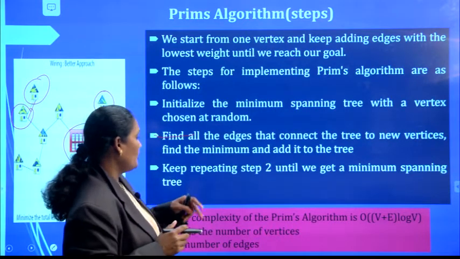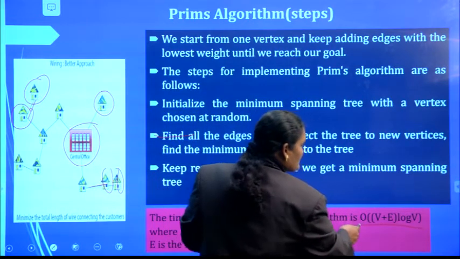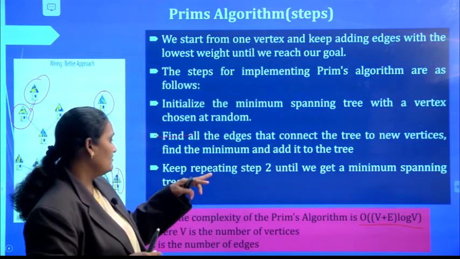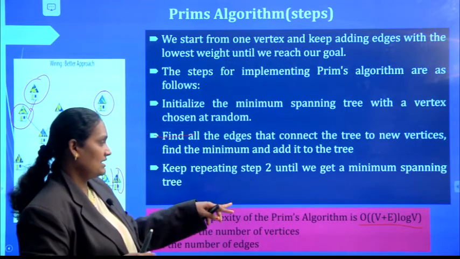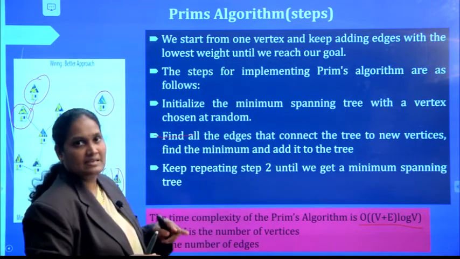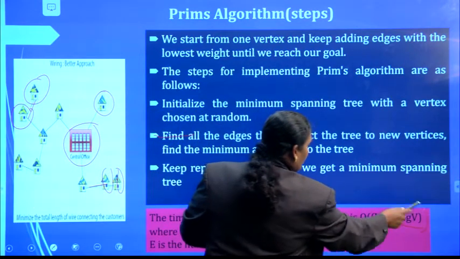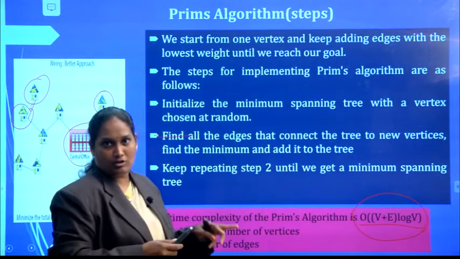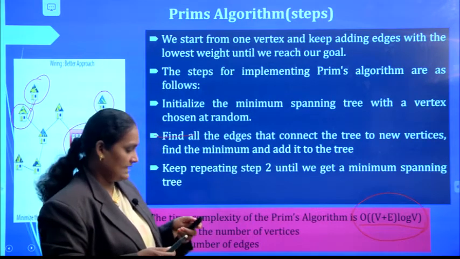Now the time complexity of Prim's algorithm is big O of V plus E into log V. Here V is the number of vertices and E is the number of edges. The time complexity of this particular Prim's algorithm is big O of V plus E log E, where V is the number of vertices and E is the number of edges.